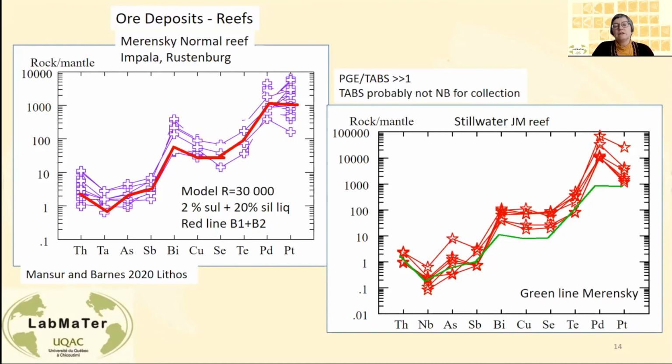One thing I would like to mention here is the PGE to TeAsBiSb ratio is very much greater than 1. So we don't think that the TeAsBiSb are particularly important for collecting PGEs when we're collecting the sulfide. The TeAsBiSb go into the sulfides and they will eventually gang up or get together with the PGEs during exsolution or crystal fractionation of the sulfide liquid, but they're not the major motor of collecting the PGEs. There's just not enough TeAsBiSb to go around.